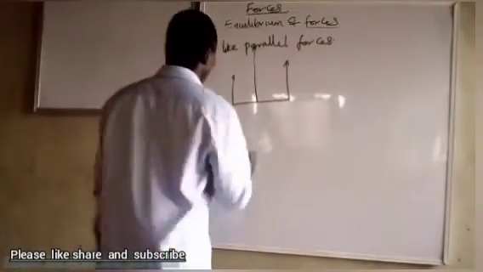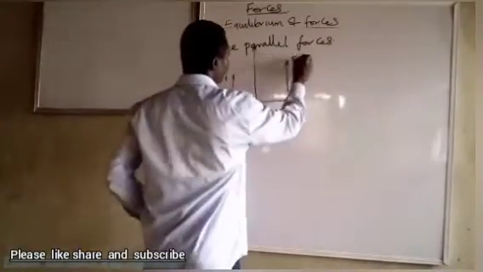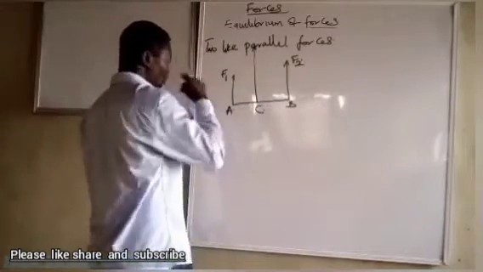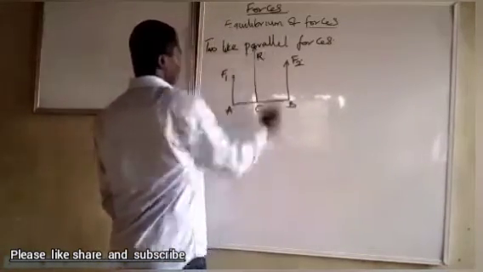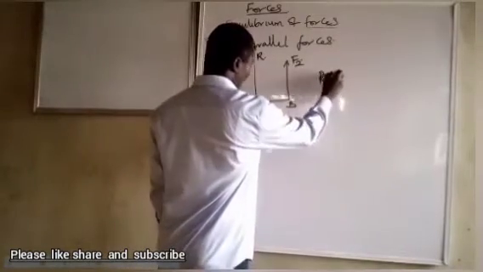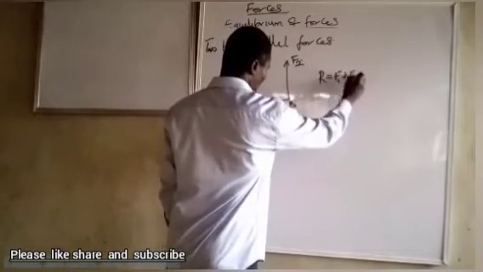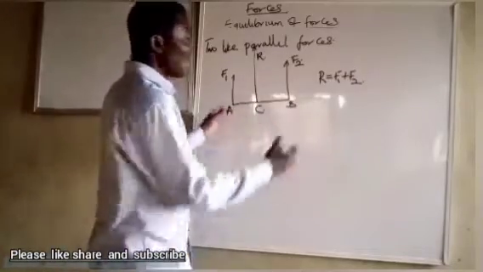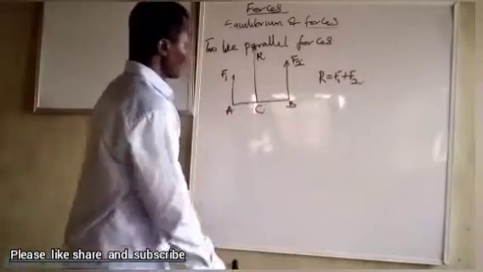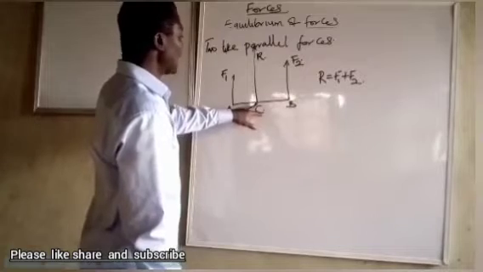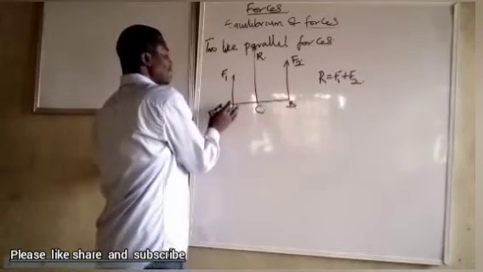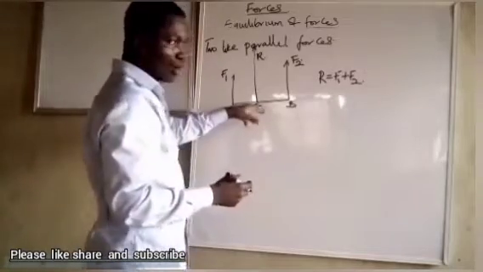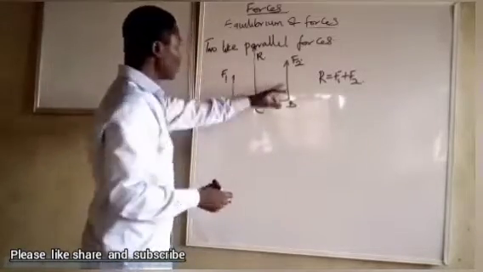Now we have two like parallel forces. Let's say F1, F2, A, B, C. So what are you going to do? The sum, this is R. Since they are parallel, R will be equal to F1 plus F2. You sum it algebraically, but it's going to act in the middle of the two, and we will see it as acting in a region within A and B, and we see it as the center of the action of the sum of these two forces.